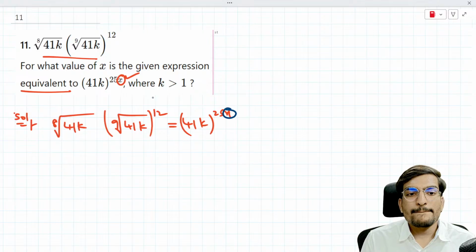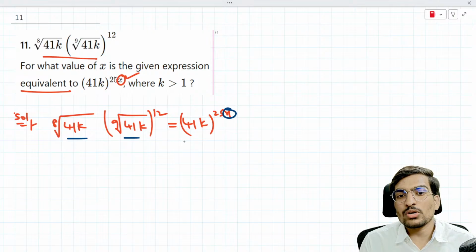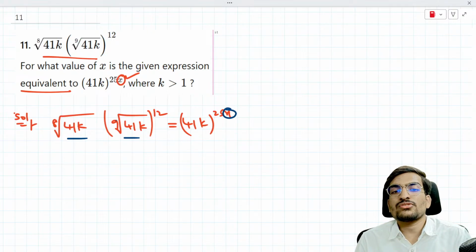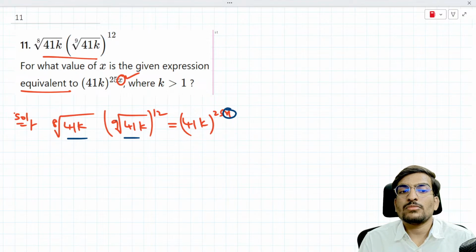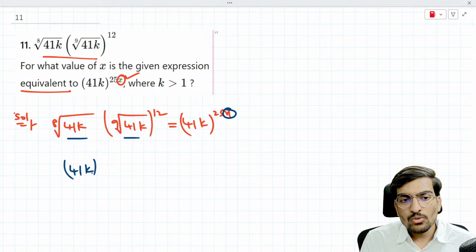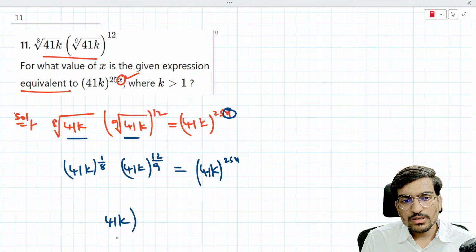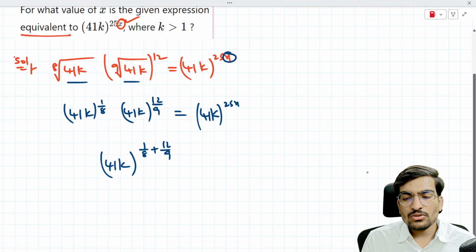So try to make the bases the same. It's already 41k, so just do some manipulation so that you get only one part, which is 41k. 41k whole raised to the power of 1 by 8 and 41k whole raised to the power of 12 by 9 equals 41k whole raised to the power of 25x. So here 41k whole raised to the power of 1 by 8 plus 12 by 9. So just cross multiply that.